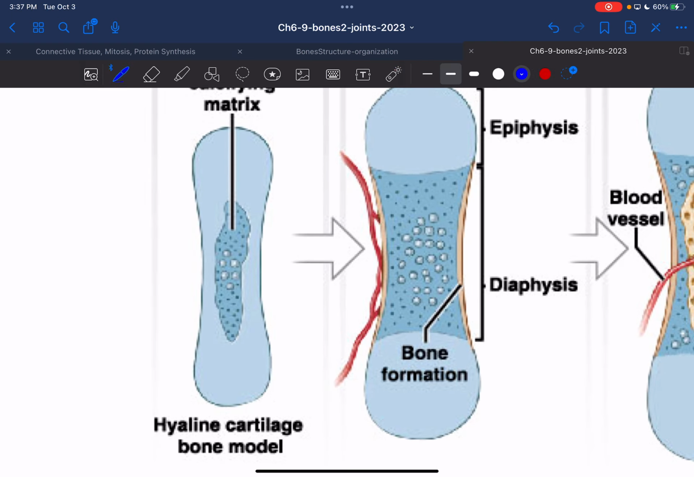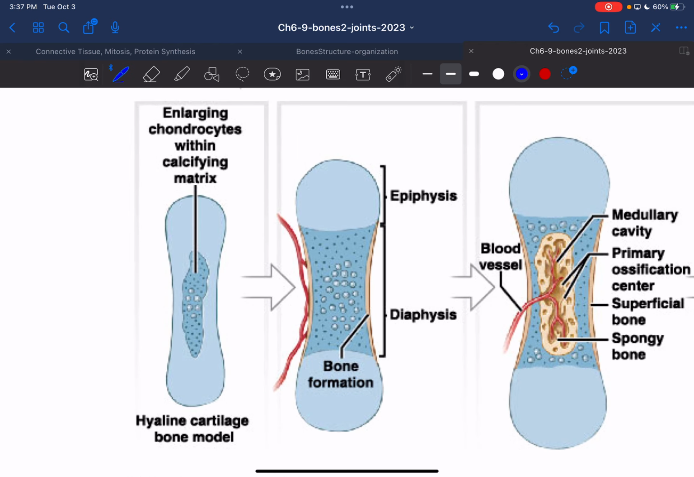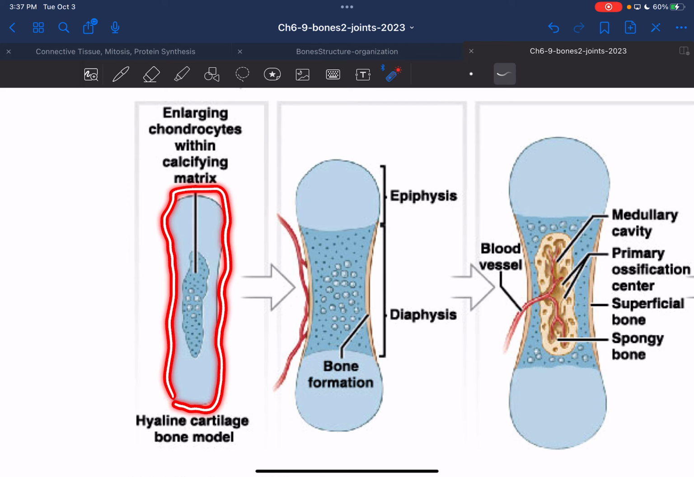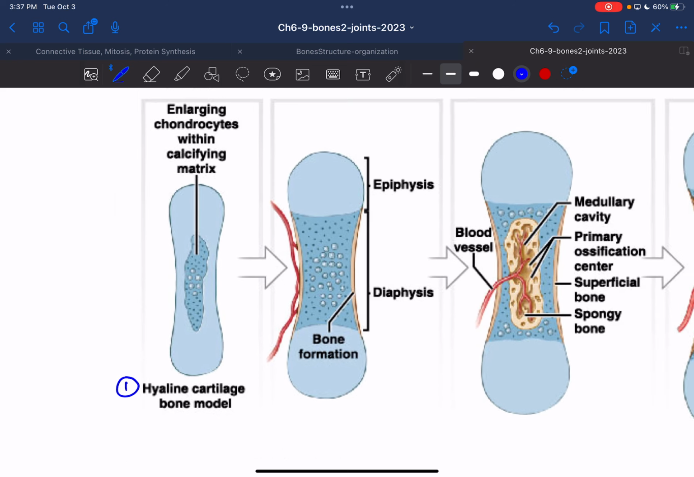Let's add numbers to this to make this a little bit easier. And so number one, when we look at our photo, you can see that we start off with nothing but cartilage. And then you can see that all of it is made out of hyaline cartilage. So that's step number one. We start with hyaline cartilage as our bone model.